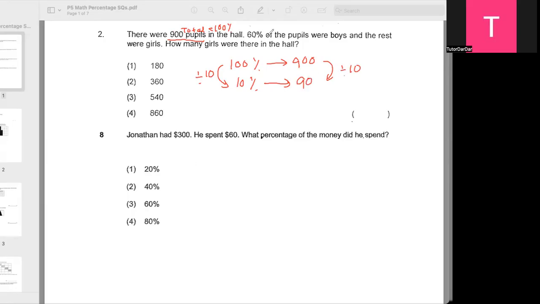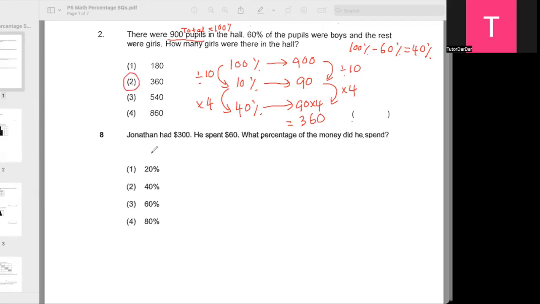Okay? If 60% of the pupils were boys, that means 100% minus 60%, which is 40%. So that means 40% are the girls. So how to find 40%? 10 becoming 40 is multiplied by 4. So this side also 90 multiplied by 4. You will get 360. So the answer is 2.